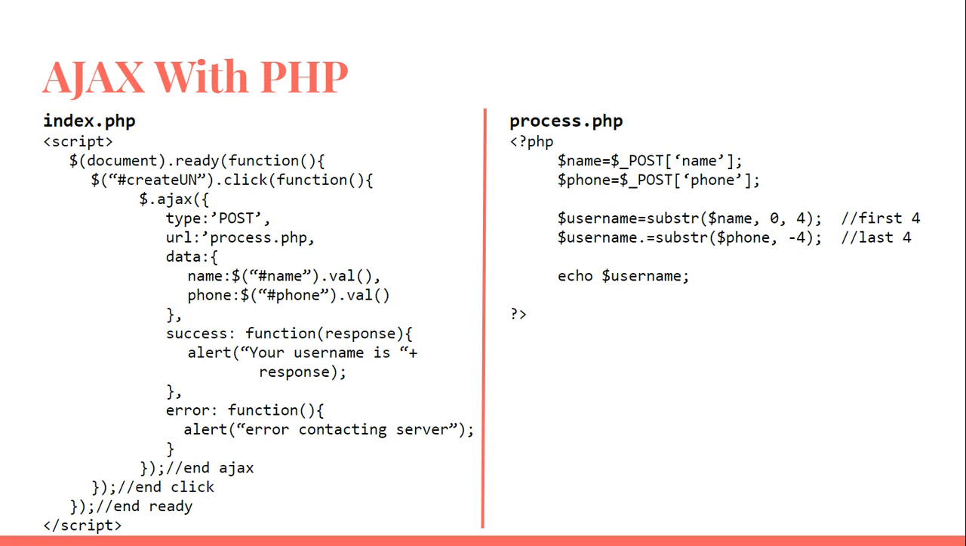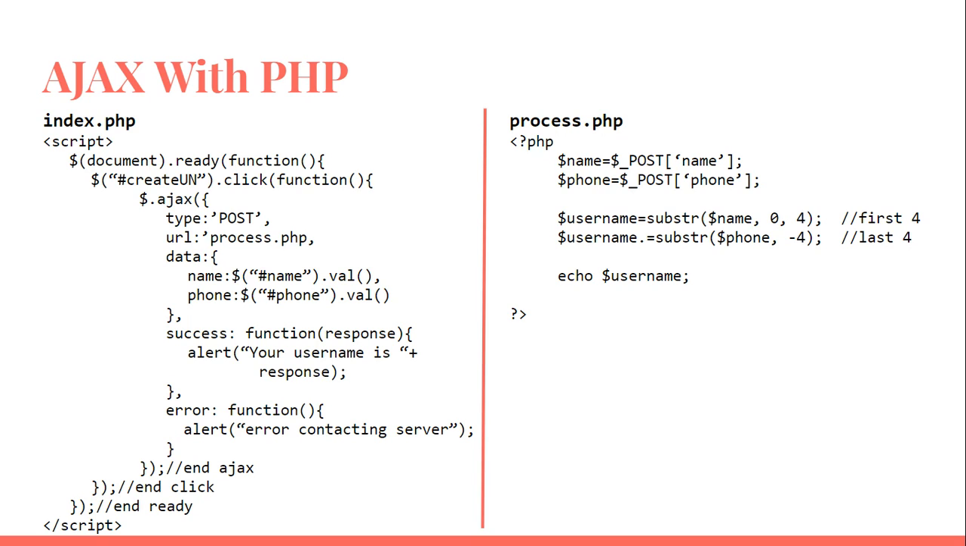When and if this is successful, the response will just output a username or alert a username, and otherwise it will tell us there's an error contacting the server. So when that button gets clicked on our web page, behind the scenes, Ajax runs this request to process.php. Now, if we look at the right, we'll see what happens.